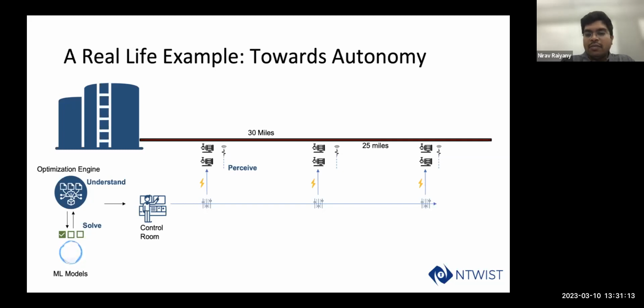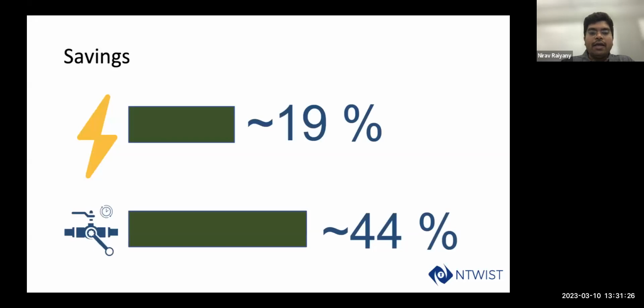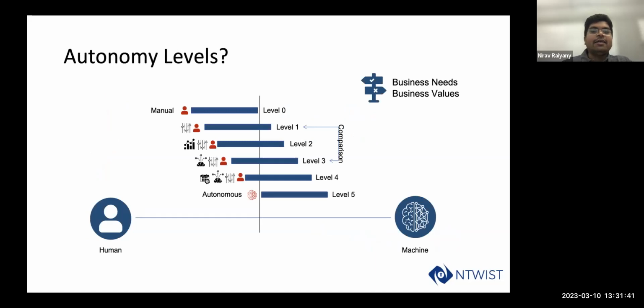And this is not just an example, it is something that we have actually worked on and implemented. After the implementation, we compared the performance before and after. After implementation, the operation was consuming on average 19% less power, and it improved the life of the physical asset by 44%.